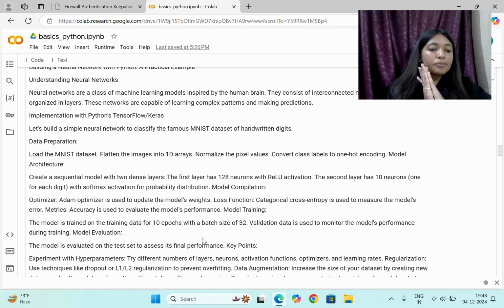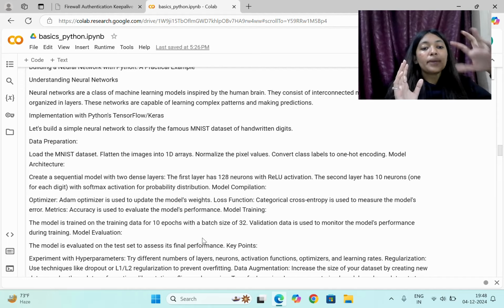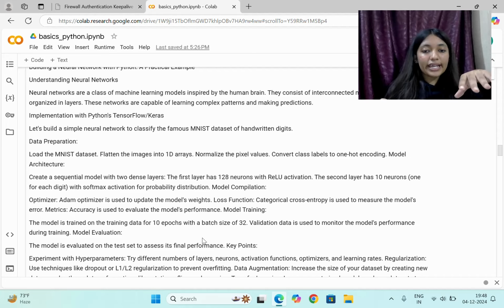Now, for the data preparation, load the MNIST dataset, flatten the images into 1D arrays, normalize the pixel values, and convert the class labels to one-hot encoding.